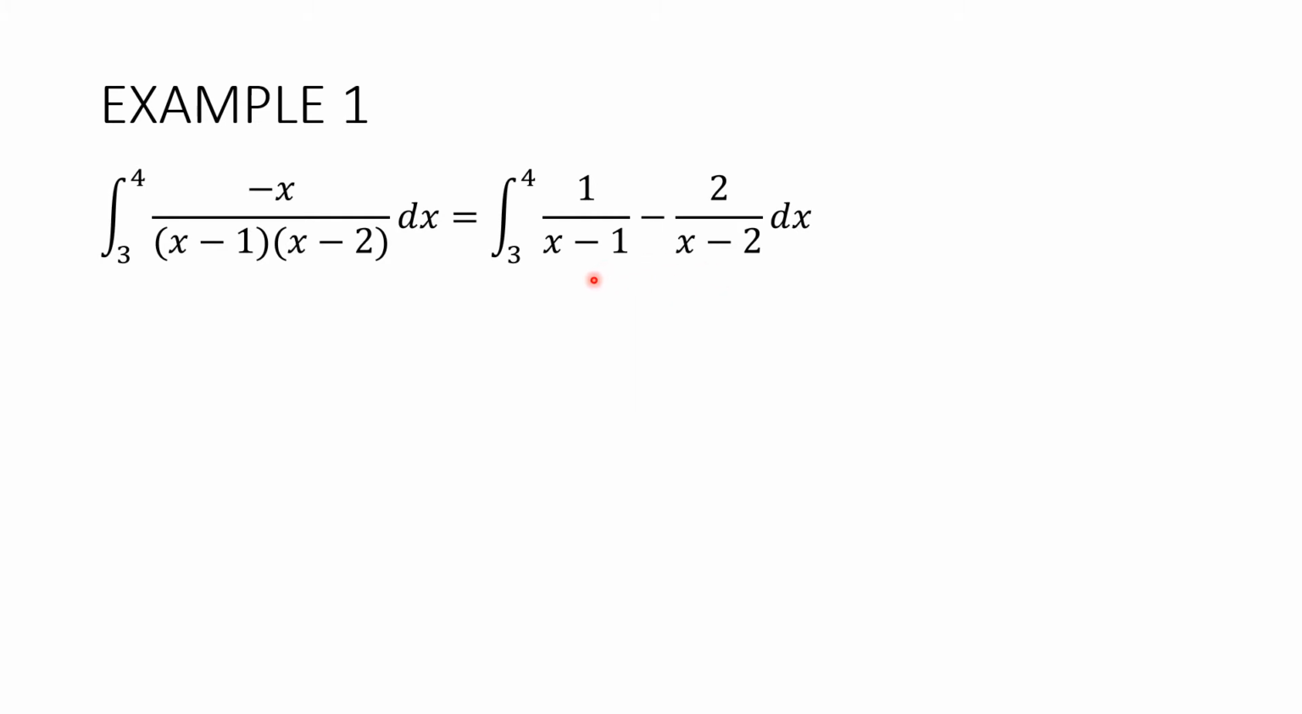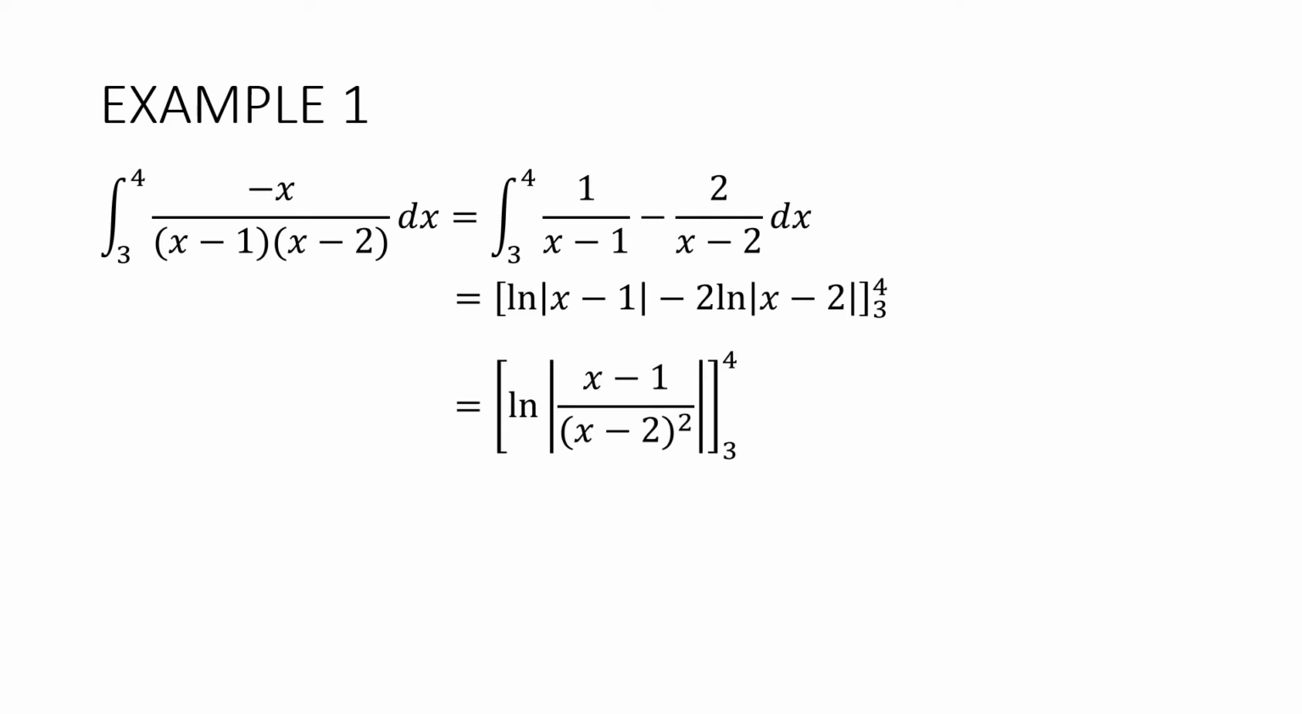These are both logs. It's a fairly simple integration. We get ln of x minus 1 take away 2 multiplied by ln x minus 2. Now you could substitute the 4 in, subtract, substitute the 3 in, but I'm actually going to take the time to tidy this up. Remember your log laws. This 2 comes up here as a power, and the negative means I can divide both of these. So I end up with this. Make sure this makes sense to you. X minus 1, instead of the minus, I've got divide, and the 2 comes up as the power.